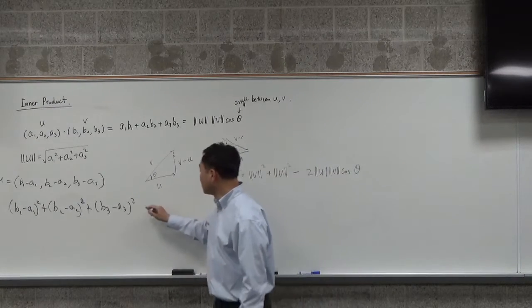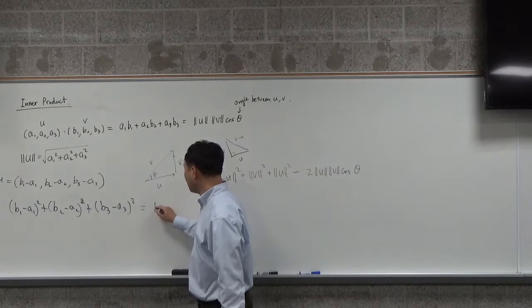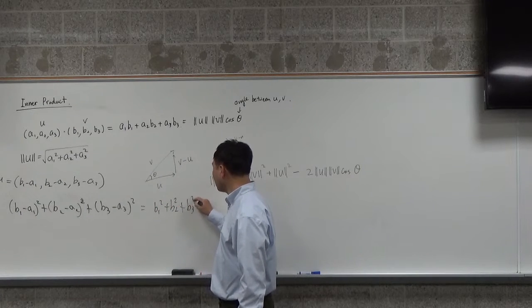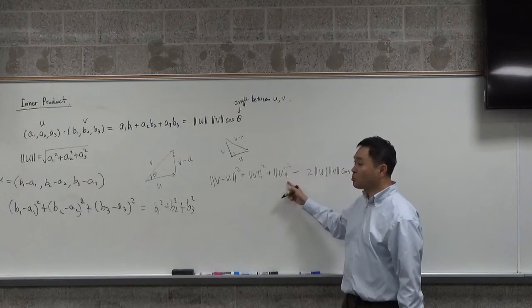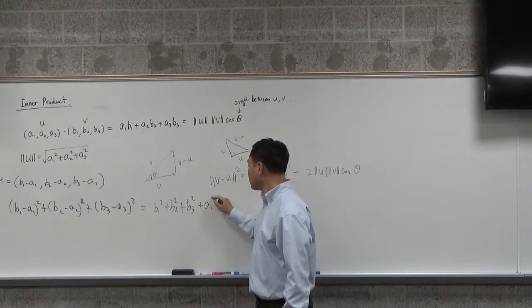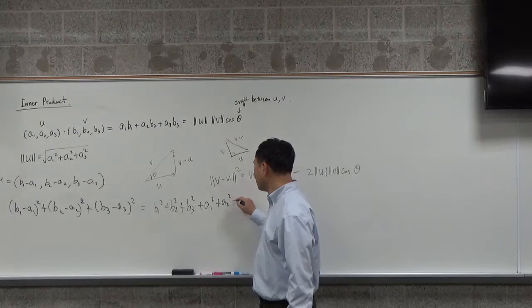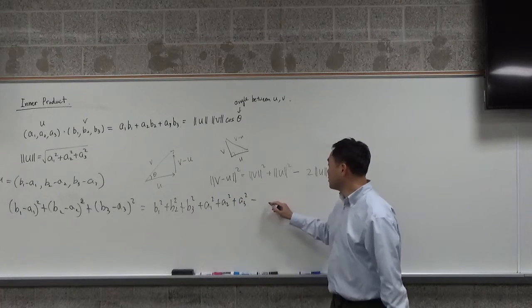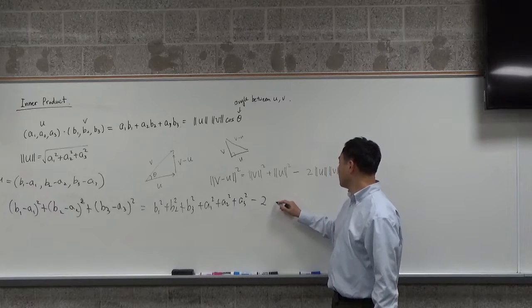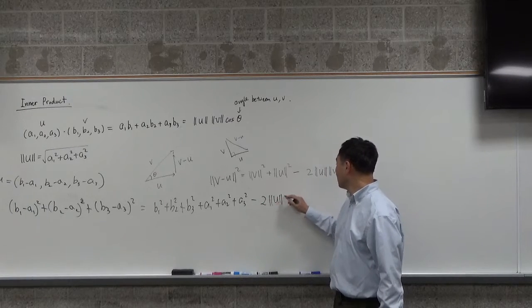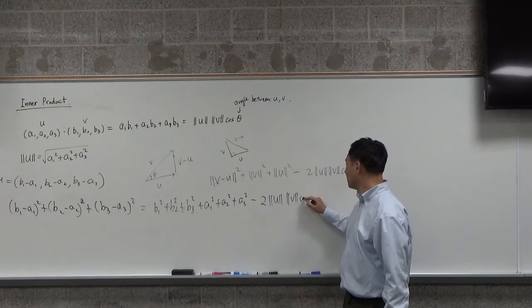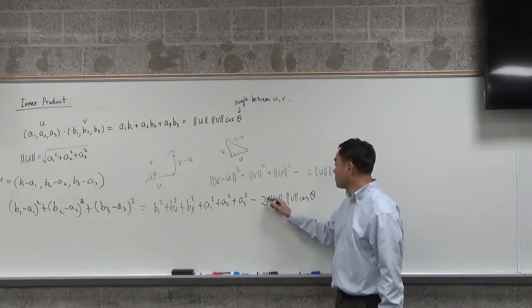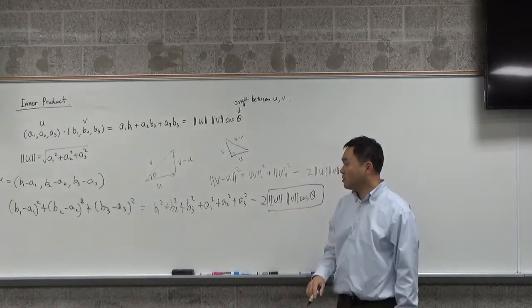On this side, V squared will be B1 squared plus B2 squared plus B3 squared, and U squared would be A1 squared plus A2 squared plus A3 squared, minus 2 times the norm of U times the norm of V cosine theta. And then if you view this as an equation with this as the unknown, here's what happens.